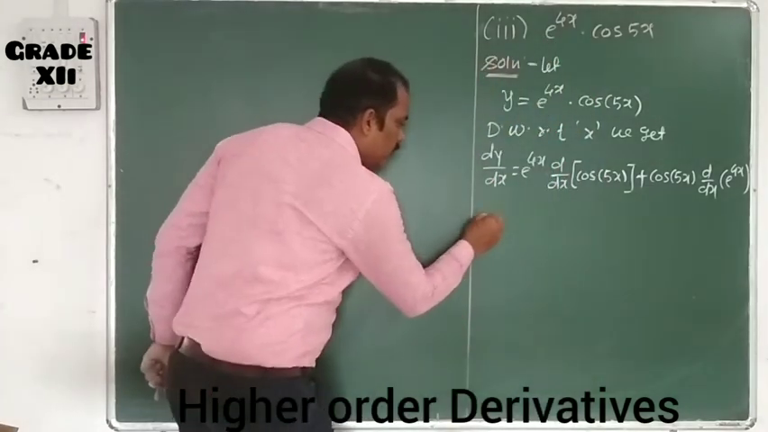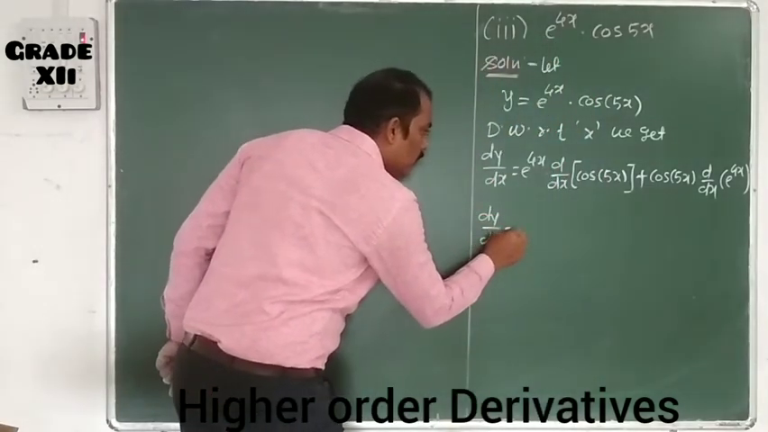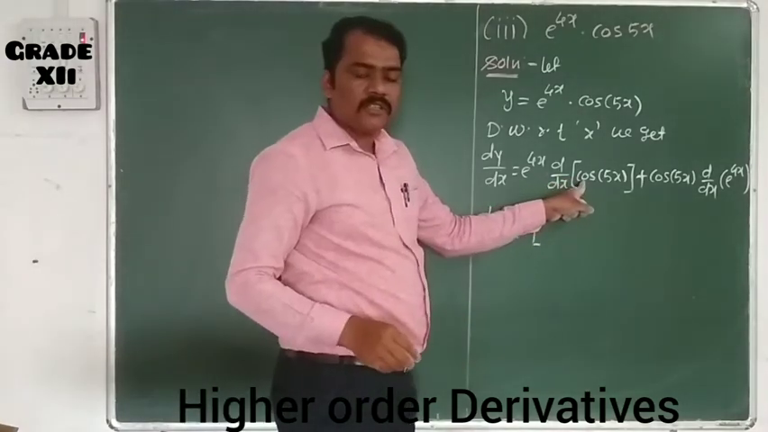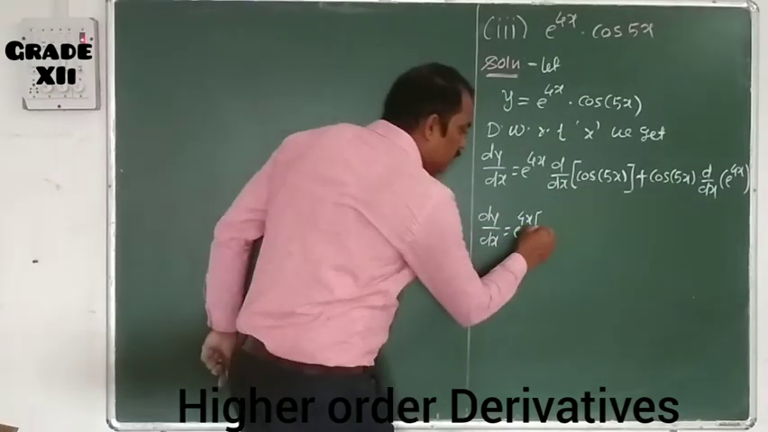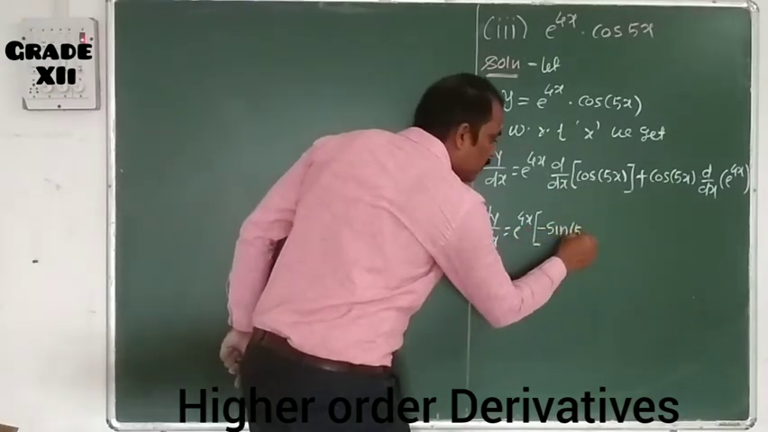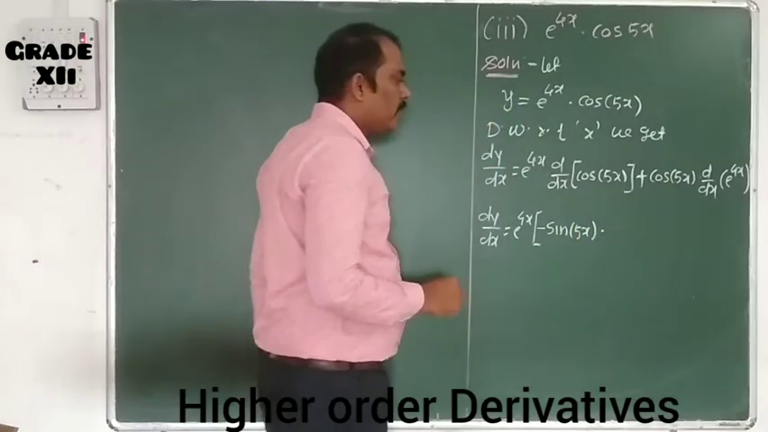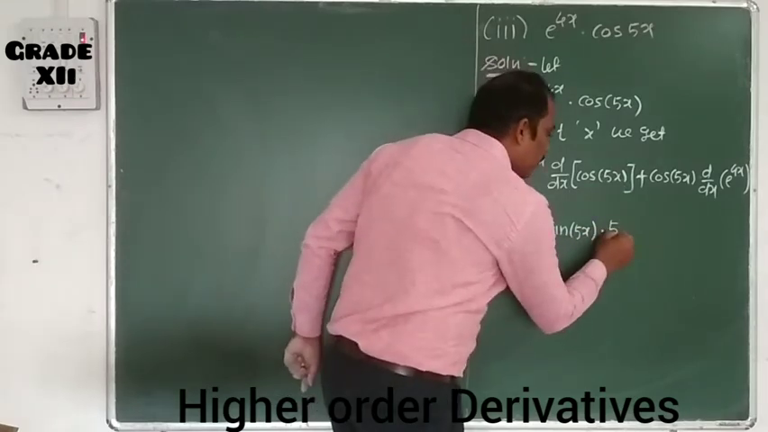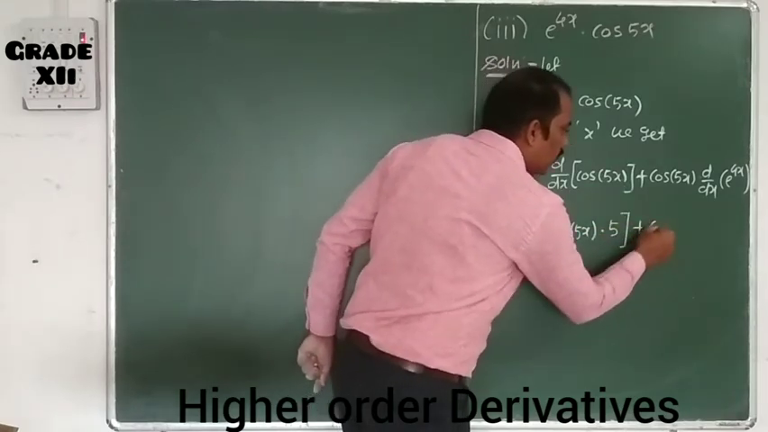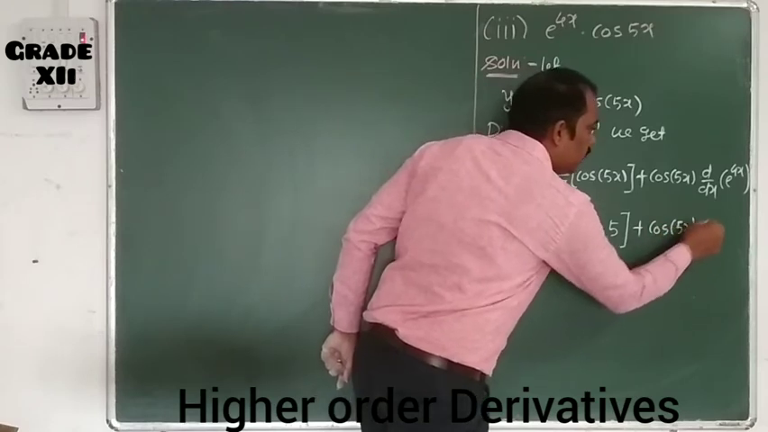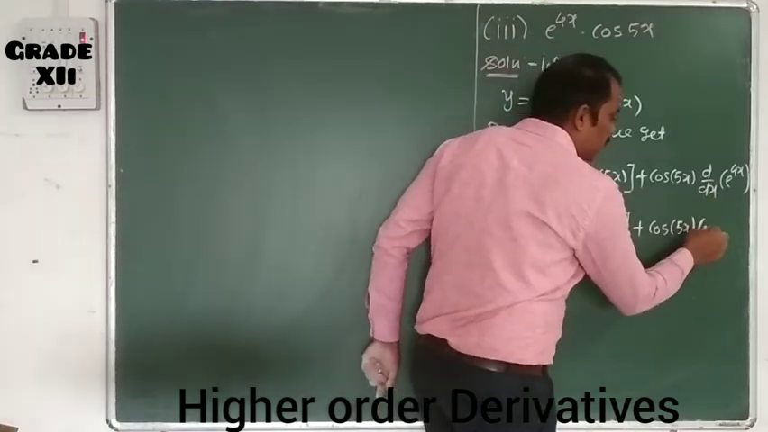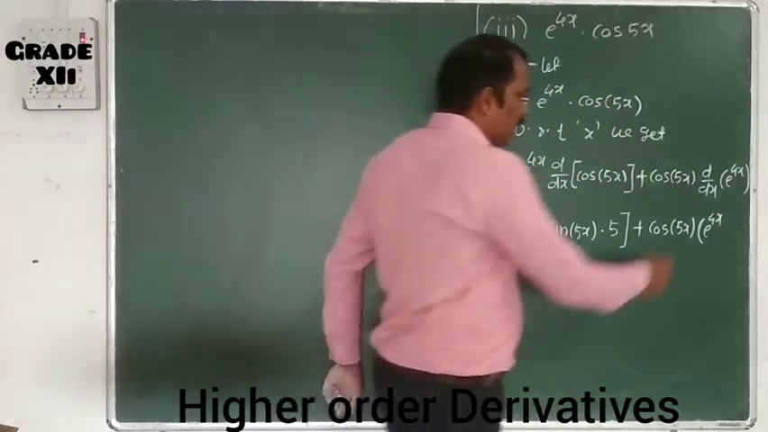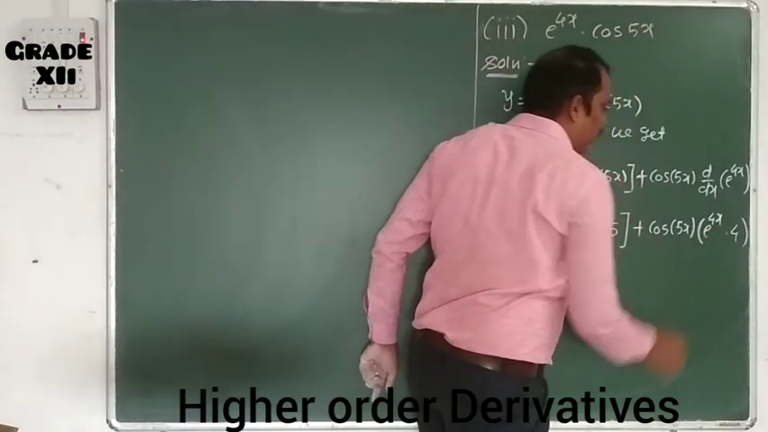So what you have to get, dy by dx is equal to e raised to 4x into, first you have to keep the finger on cos. What is the derivative of cos? It is nothing but minus sin of 5x into, we have to take the derivative of 5x. What is the derivative of 5x? It is nothing but 5, plus cos of 5x into, what is the derivative of e raised to x? It is nothing but e raised to x. Here we have to write e raised to 4x. Derivative of 4x is nothing but 4.